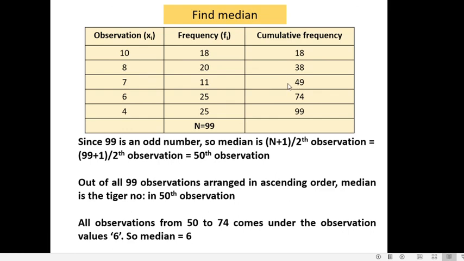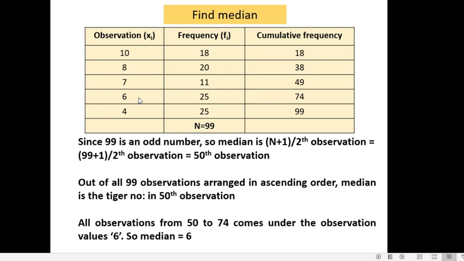All observations from 39 to 49 lie here. All observations from 50 to 74 lie here. All observations from 75 to 99 lie here. So we have to find the 50th observation, and the 50th observation lies in this cumulative frequency. Therefore, the observation value that corresponds to it is 6. So all the observations from 50 to 74 come under the observation value 6, so the median will be 6, because that will be the middle value if all of them are arranged in either ascending or descending order.